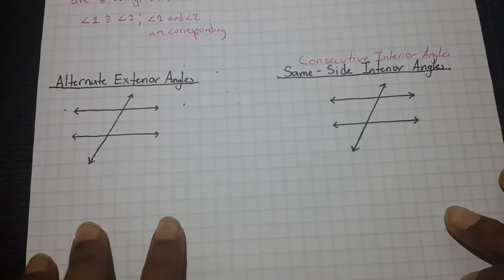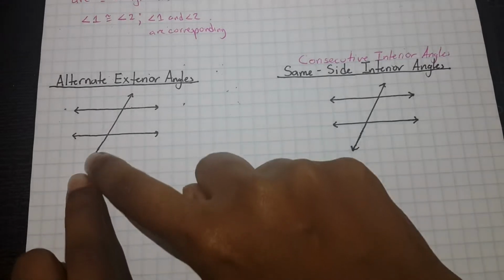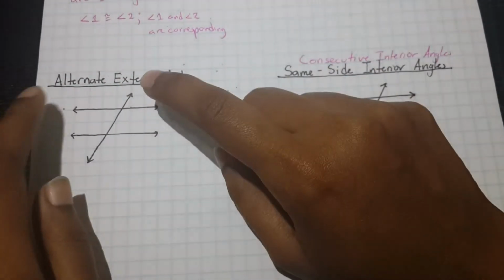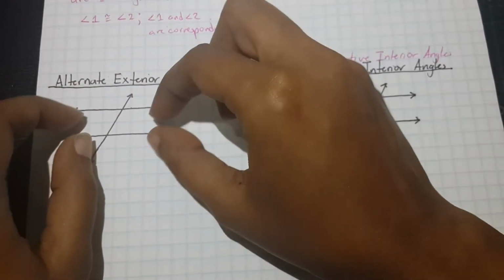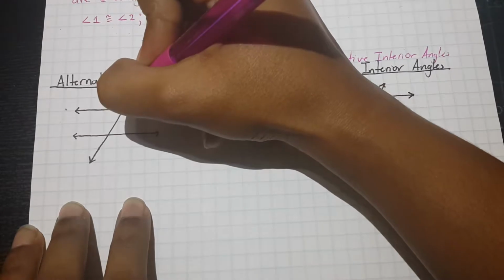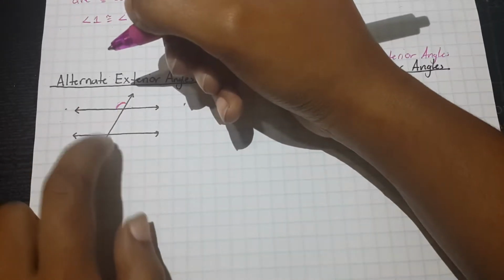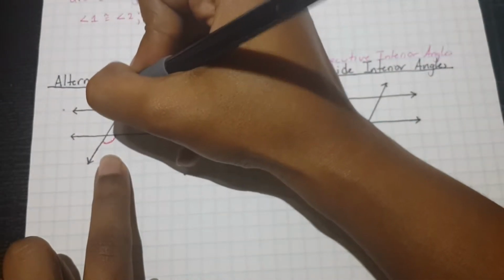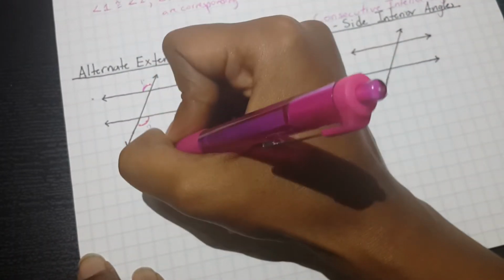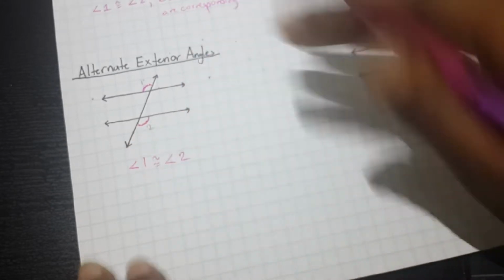Let's go on to alternate exterior angles. So again, they are going to be on opposite sides of the transversal and they're going to be congruent. But since they're exterior, they're going to be outside of the parallel lines. So this angle here is going to be congruent to this angle here. Okay, so if I want to mark that down, I can write that as angle 1 and angle 2, and I can write it out: angle 1 is congruent to angle 2.